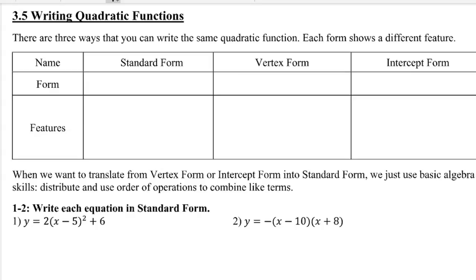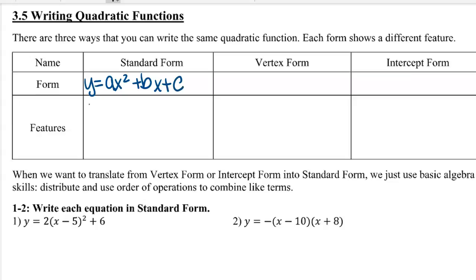Tran-Bloom returning to you guys with section 3.5, writing quadratic functions. There are three ways that you can write the same quadratic function. Each form shows a different feature. So the first one is the standard form. And as you guys remember, the standard form is y equals ax squared plus bx plus c.